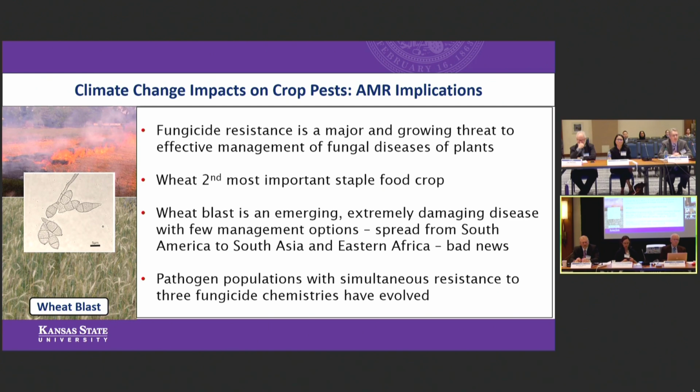A disease emerged in South America in the 1980s called wheat blast. It's a seriously damaging disease, oftentimes resulting in no yield in a field. Well, it was confined to South America until 2016 when a major outbreak occurred, a major epidemic in Bangladesh. So it's now present and spreading in South Asia. And then in 2017, the same fungus was present in Tanzania. So it has now gained a foothold in the Eastern Africa wheat belt.